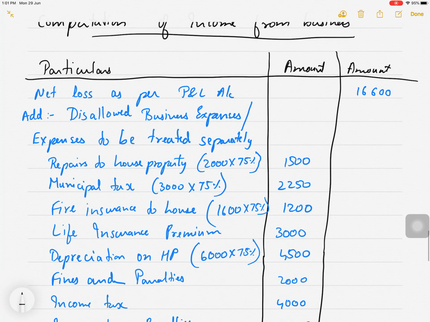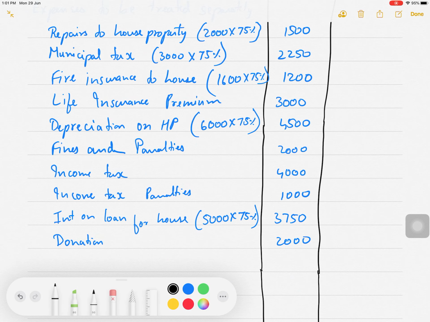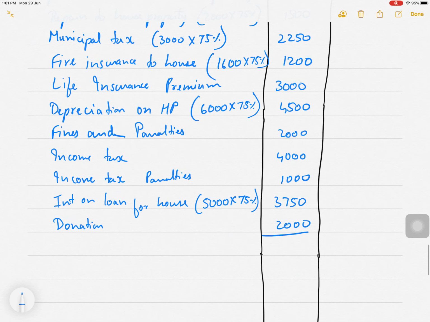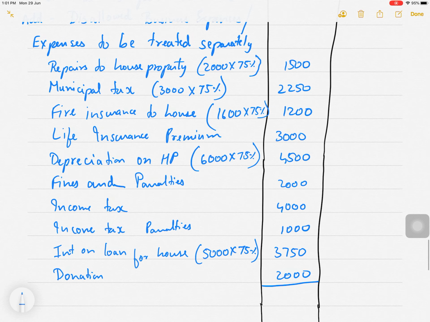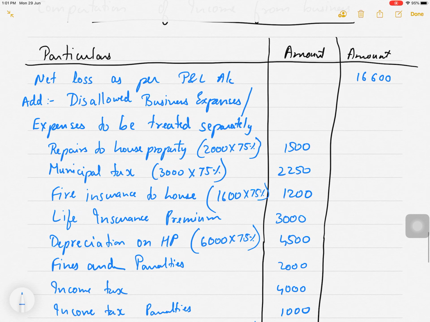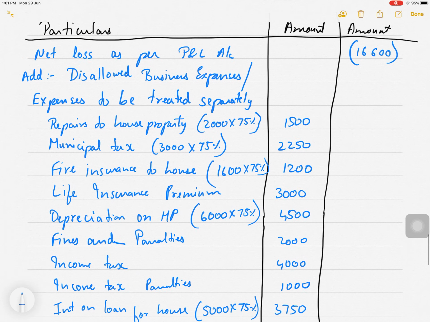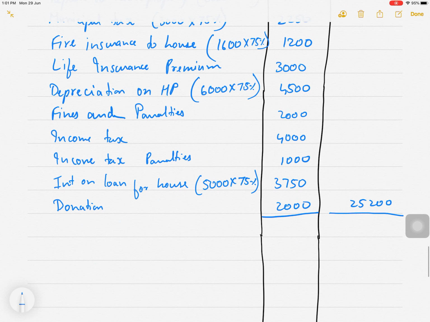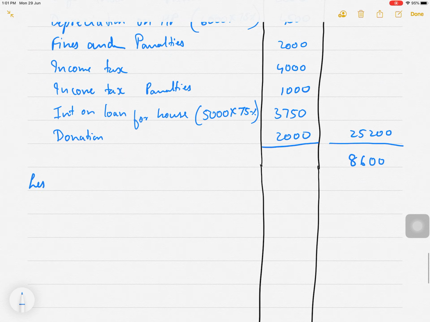So credit side, rent of house, dividend from Indian company. Fine. Now you can add this and write in the outer column. When you total it, it comes to 25,200. And when you total this, oh, this is a net loss. So put it in bracket. 25,200 minus 16,600 comes to 8,600.